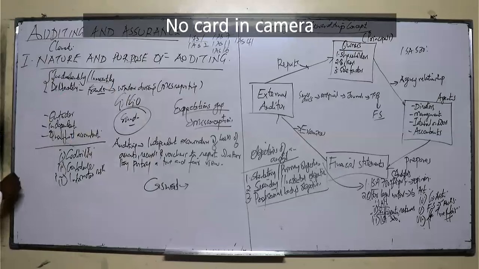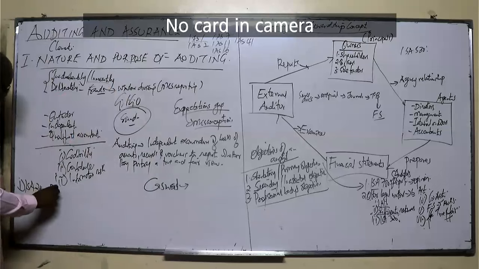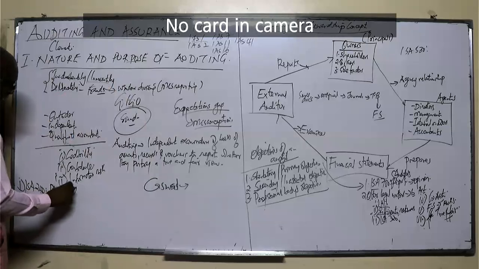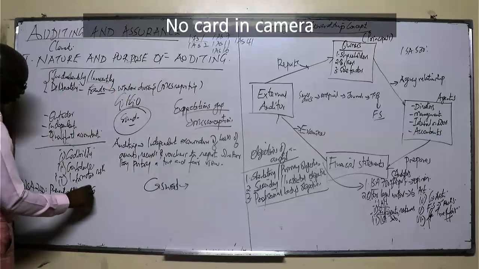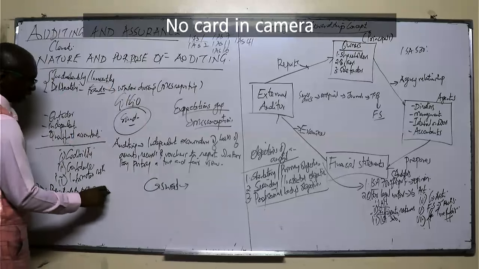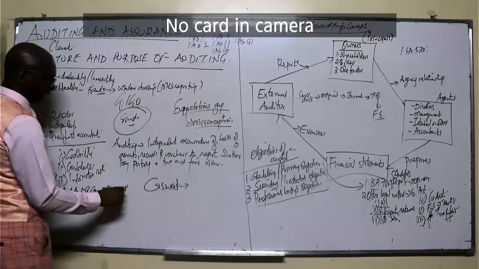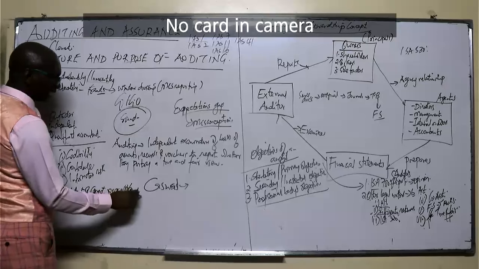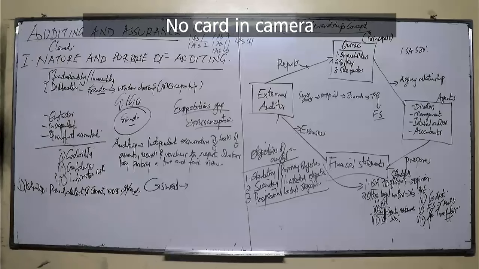They include, number one, guided by ISA 240, to prevent, detect, and correct errors and frauds. Is that the work of management? Yes. It is not the work of the auditor. They are not required by law to prevent, detect, and correct errors, frauds, irregularities.